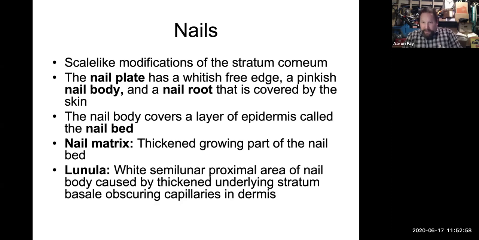A layer of epidermis that attaches to the nail is called the nail bed. That's the part of your finger that the fingernail is actually sitting on and is attached to. The nail matrix is a thickened part of the epidermis that's actually generating those keratinocytes that are being smashed together to make the nail. Lunula is a white semilunar area, looking a little like a half moon, of the nail body because you have a thickened layer of the epidermis there, specifically the stratum basale, which makes it harder to see the pink coloring of the hemoglobin down in the blood vessels of the dermis.